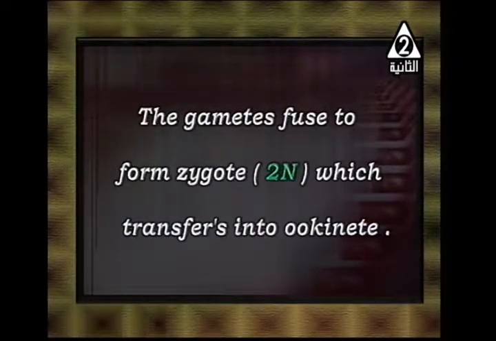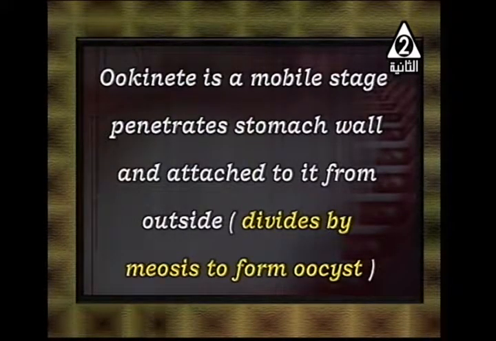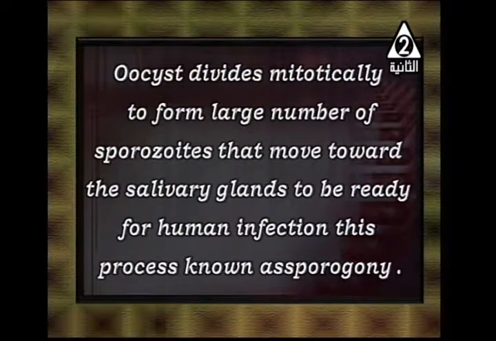the zygote, the fusion of gametes between them, we call it an ookinete. And after that, finally, the ookinete is a movable stage. It can move, penetrate the stomach wall and attach to the stomach wall from outside, and divides by meiosis to form oocysts. The oocysts divide mitotically after sexual fertilization.